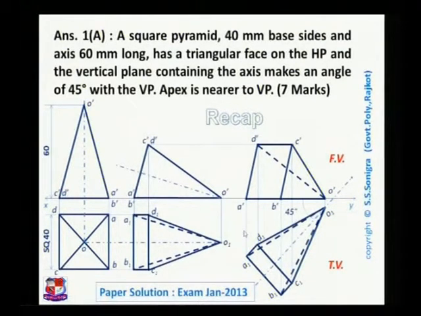If the same question is asked in the third angle projection method, then what should we do? We should change the positions of front view and top view. Front view should be drawn below XY line. All these 3 top views should be drawn above XY line, and the rest of the procedure will remain the same.